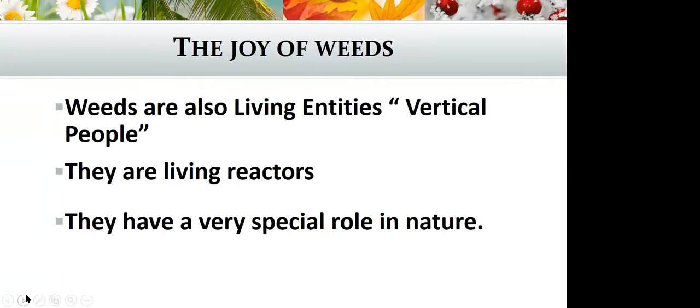What we need to first step back and look at is that weeds are also plants, and therefore also living entities and part of the vertical people. They are also living reactors, and they have a very special role in nature.